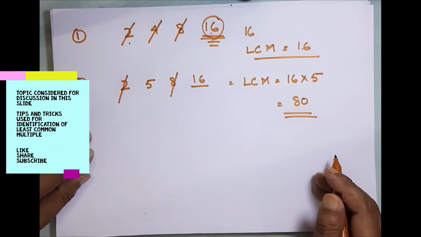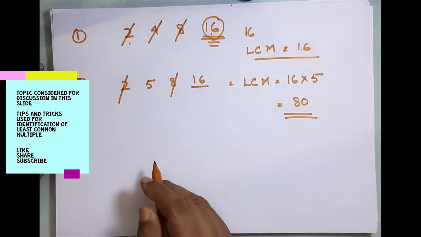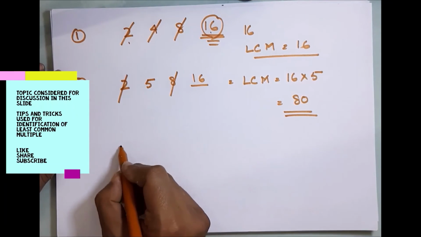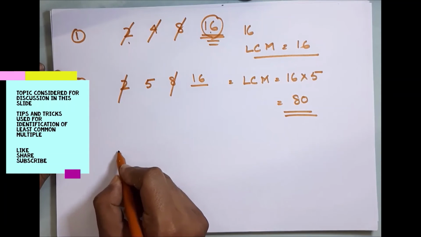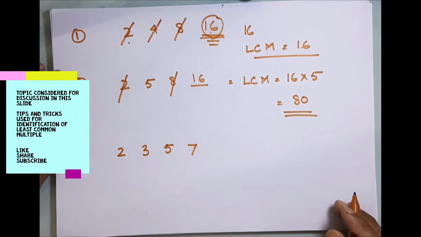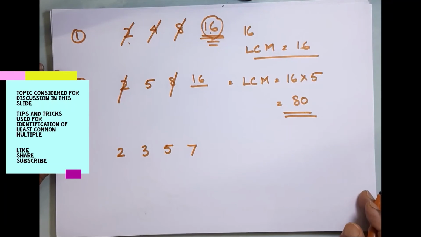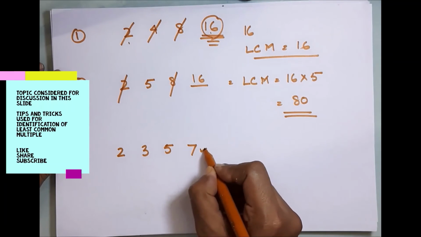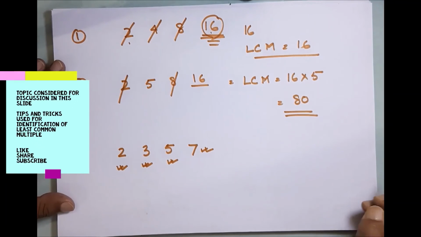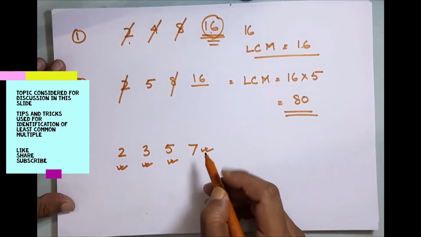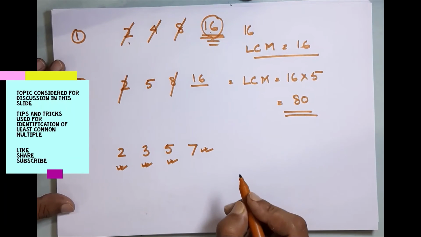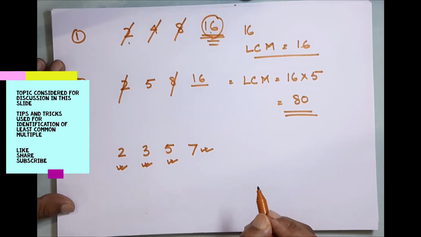Let us take another example and find out whether we'll be able to solve it using some tricks or not. So here is your third point. Let us consider some numbers, and I have taken 2, 3, 5 and 7 as your numbers for which you have been asked to identify the LCM. Now if you see, 7 is a prime, 5 is a prime, 3 is a prime, 2 is a prime. So all of them are prime numbers.